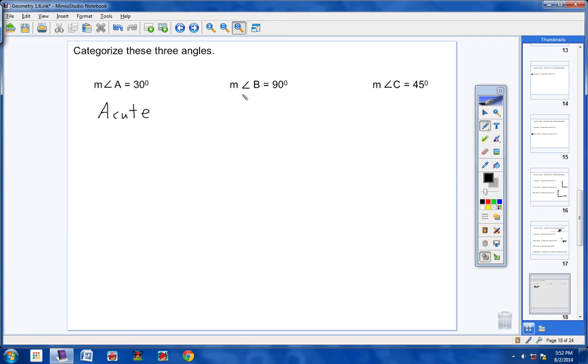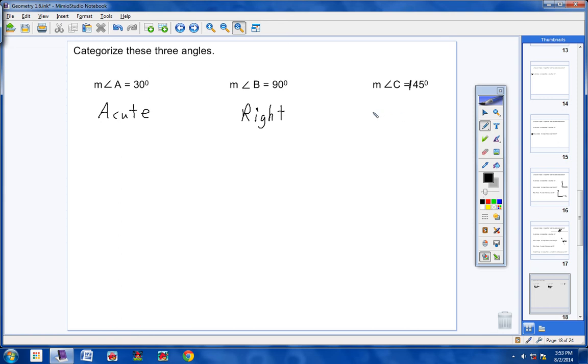This angle B has a measurement of 90 degrees. Well, any angle that has a measurement of 90 degrees, we call that a what type of angle? A right angle. Please copy that down. And I'm not sure why I did not include the 1 here. There should be a 1 here for 145 degrees. So the measure of angle C is 145 degrees.